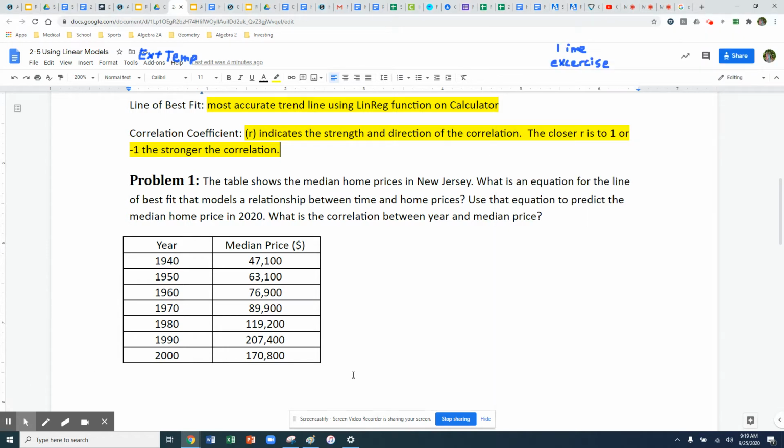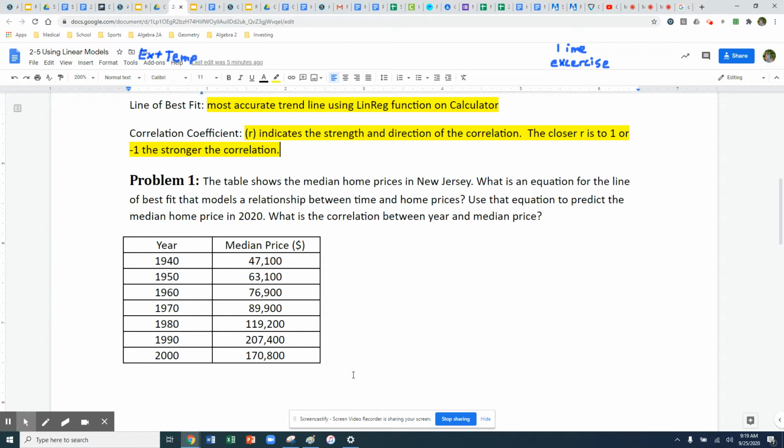In problem 1, we're going to take the data and create a line of best fit. So we'll get our calculator out here in just a second. The table shows the median home prices in New Jersey. What is an equation for the line of best fit that models the relationship between time and home prices? Use that equation to predict the median home price in 2020.